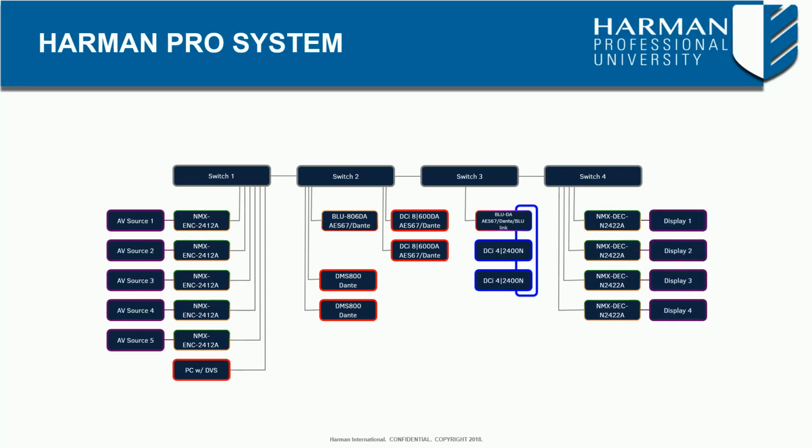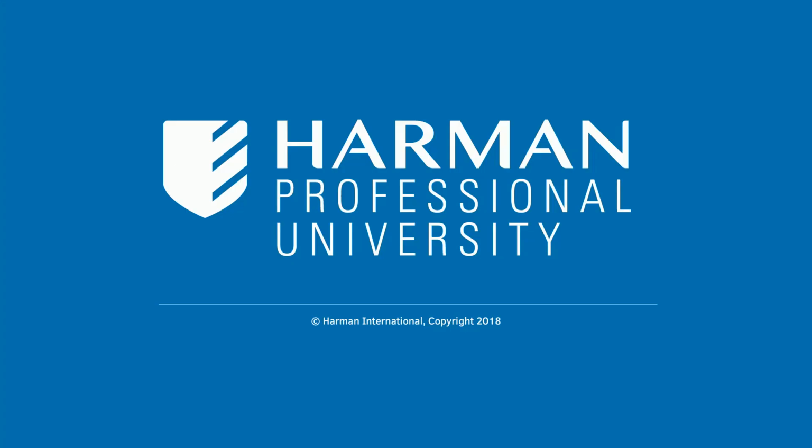As we can see here, AES67 and Dante are cohabitating and can be processed by the 806DA. Audio from the encoders is received as AES67, and audio is transmitted to the decoders as AES67, while audio from the PC and other sources like the DMS800 microphones is processed as Dante. This concludes our brief overview of AES67.